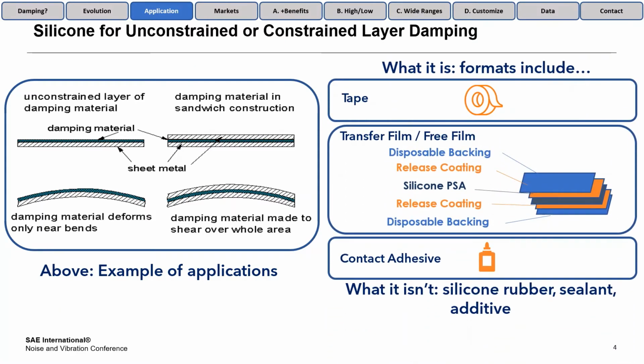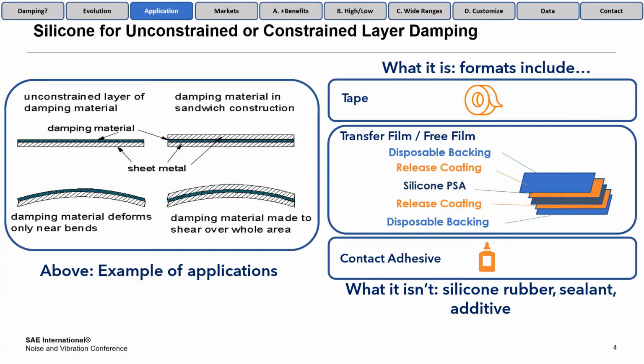And in terms of silicone products for constrained layer damping, we're really specifically discussing 3 forms: tapes, transfer films or free films, and contact adhesives. Typically when you get to a point of use, a silicone tape, transfer film, or contact adhesive is already cured, and therefore maintaining its viscoelastic state, which happens to be strong for damping properties, can be easily managed.